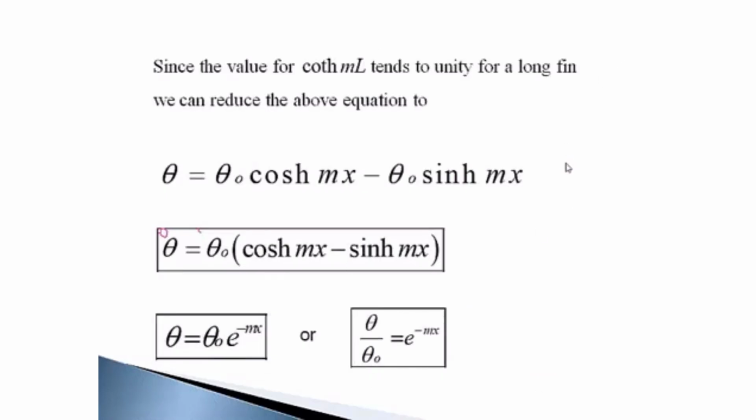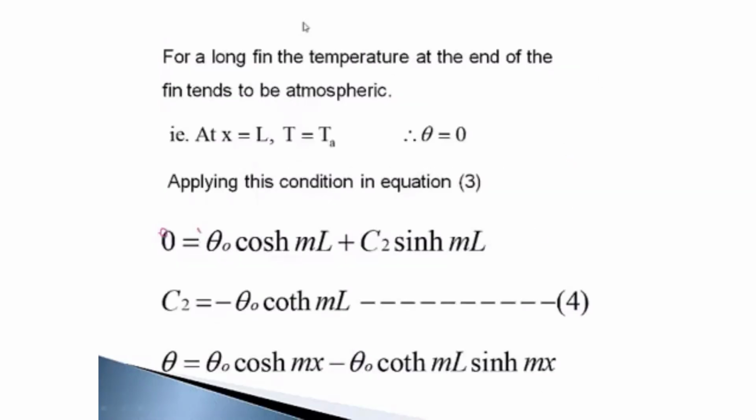The next condition I already mentioned, that is at the end of the fin. At the end of the fin, for a long fin, we are discussing the long fin, the temperature is TA, that is the ambient temperature. It is becoming the ambient temperature.